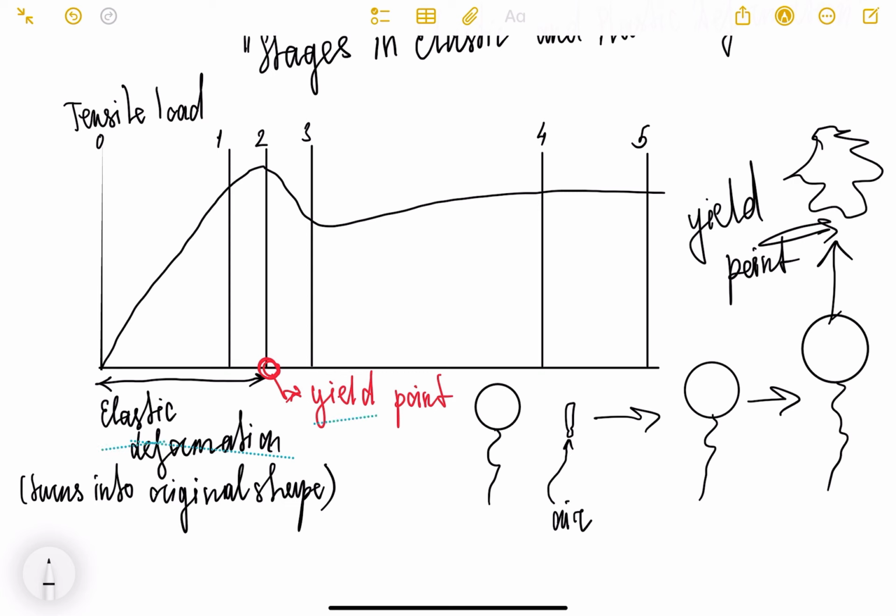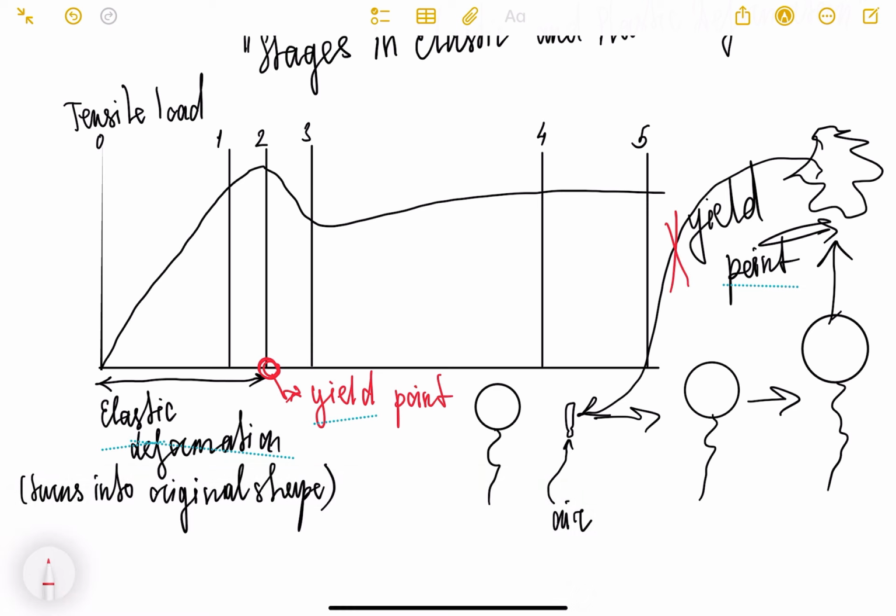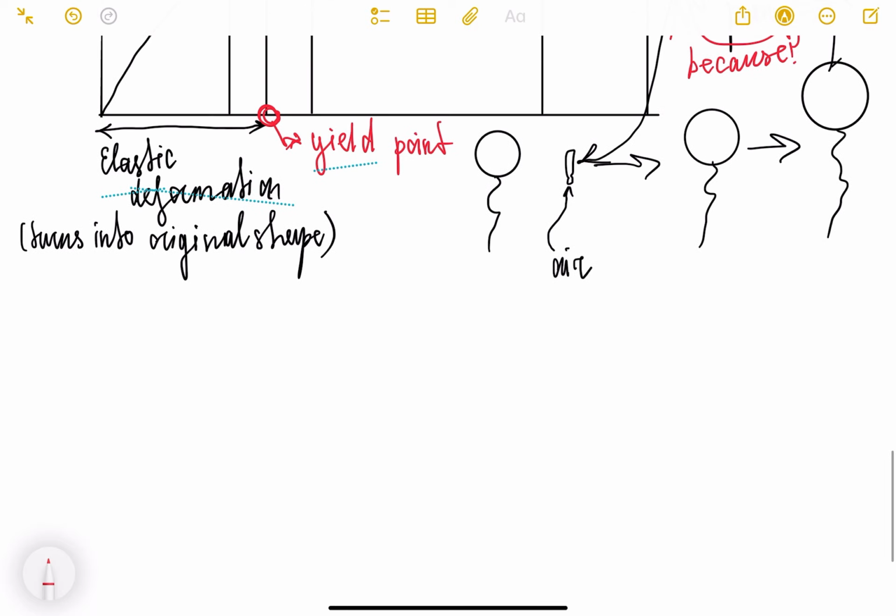Yeah, this is exactly what I wanted to explain. After the yield point, this balloon cannot turn into this shape. This is not possible because of the yield point. Okay? I hope it was very understandable. By the way, it was very understandable to me. So I just gotta read what is said on my lecture slides.